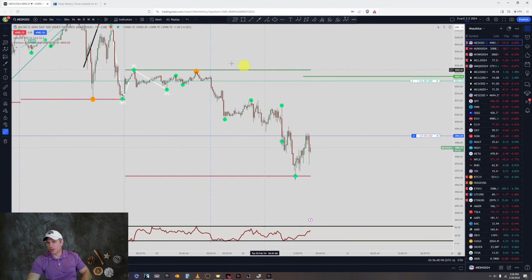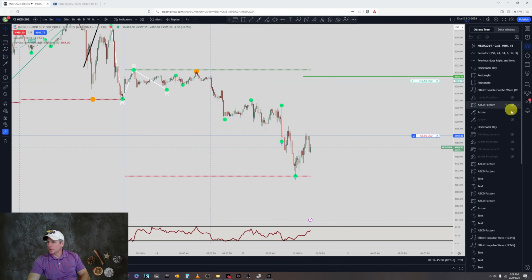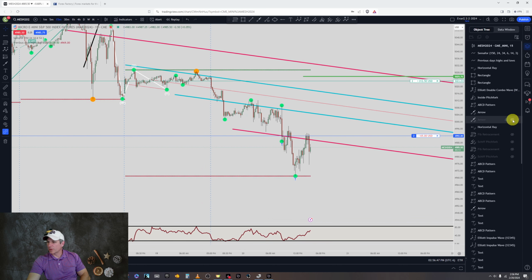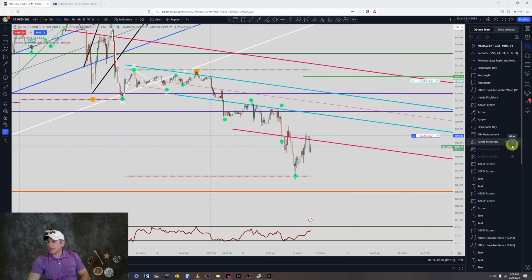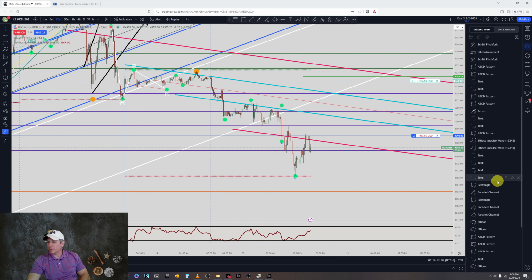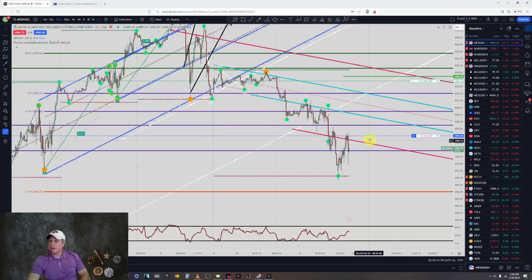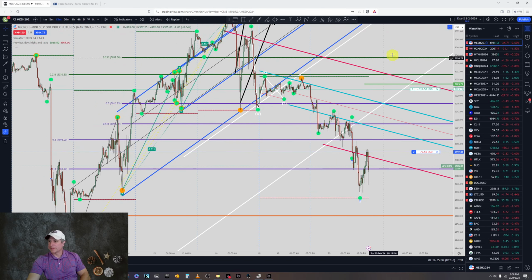So hopefully there'll be a day up tomorrow going for it. So that is the S&P 500 trade that I'm currently in right there.